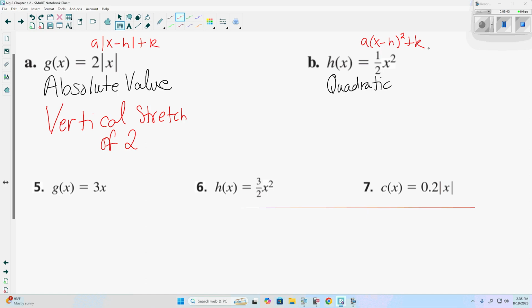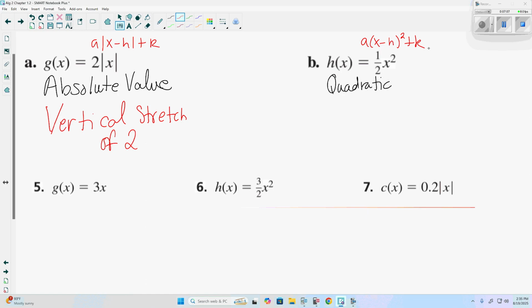A times x minus h squared plus k. So if we look at this here, is there a value of h and k? No. Value of a. Is it negative? No, so there's no reflection. If it was negative 1/2, we would indeed have a reflection across the x-axis plus our vertical stretch and shrink.